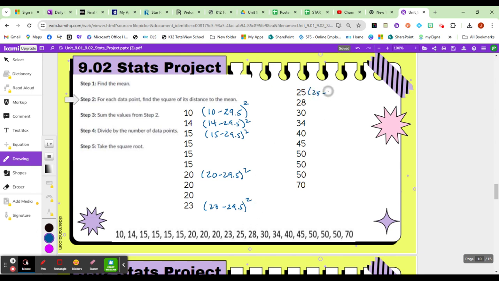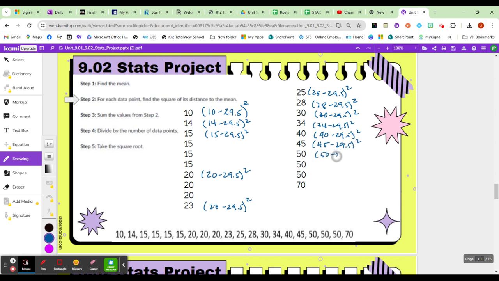So you'll do 25 minus your mean, or whatever your number is, minus your mean. 28 minus your mean, square that. 30 minus your mean, square that. 34 minus your mean, square that. I'm going to come back when I grab my calculator, just a minute. And then 45 minus your mean, square that.